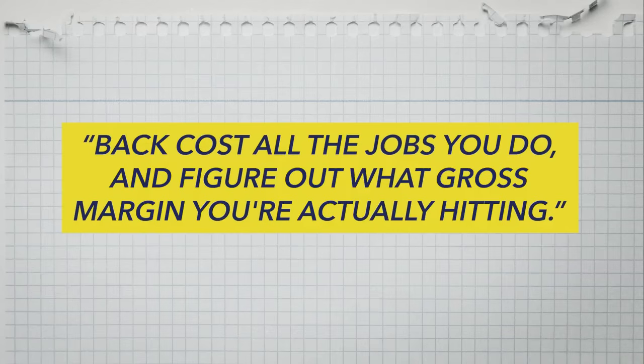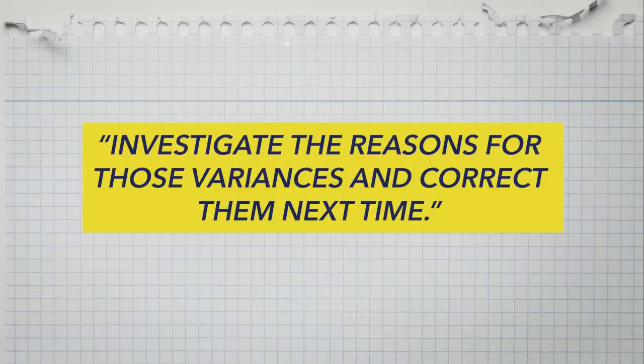Now, the second thing is to back cost all the jobs you do and figure out what gross profit margin you're actually hitting when you've done that job or project. Once you've done that, you can compare the jobs. You can go back to them and see why they've worked out and why potentially they haven't. And then you can make some decisions and some changes for the next time you do that type of project. As I said, investigate the reasons for those variances and then you can correct them next time.